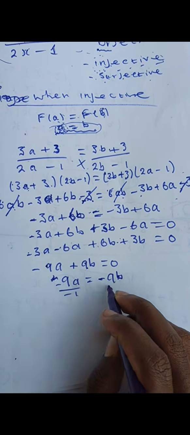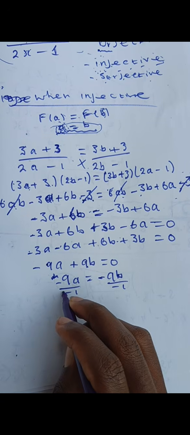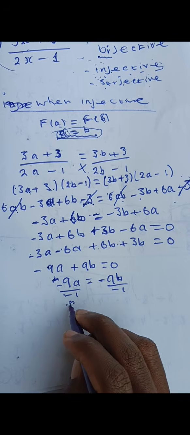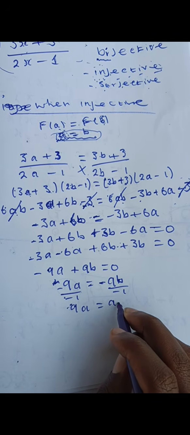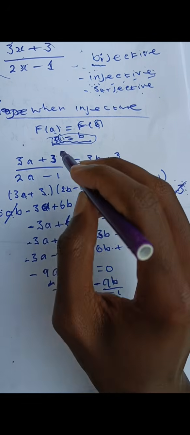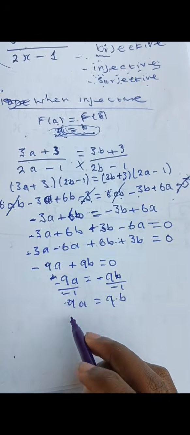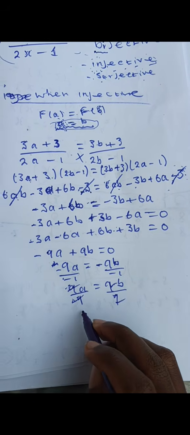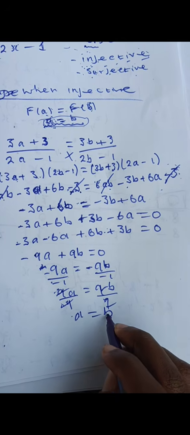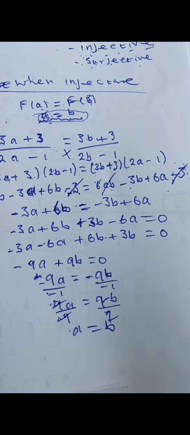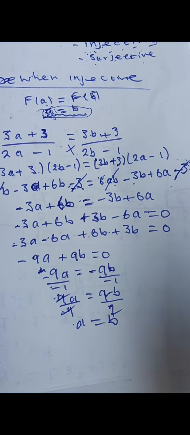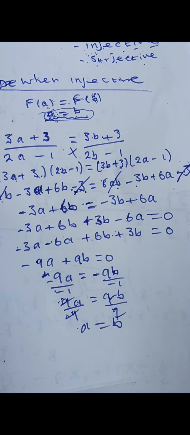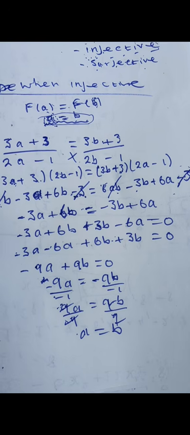So divide through by negatives. We remain with positive 9a is equal to 9b. Now recall that our goal is to end up with what? a is equal to b. So basically we can just divide by 9 so that we can cancel, and we remain with a equals b. So this step alone, you've just shown that this is injective. Okay. Now the next step, we need to show that it is surjective.